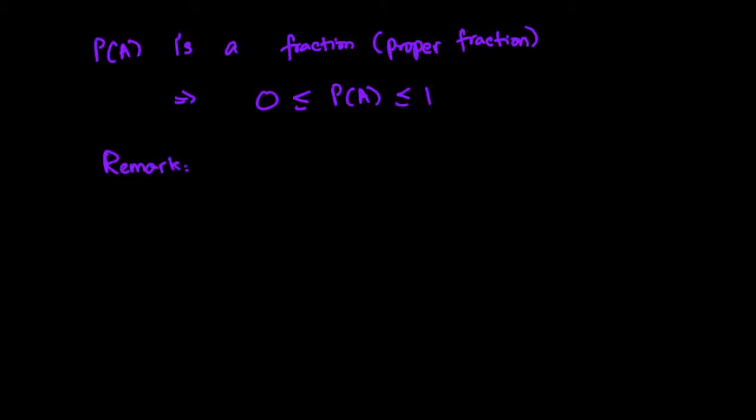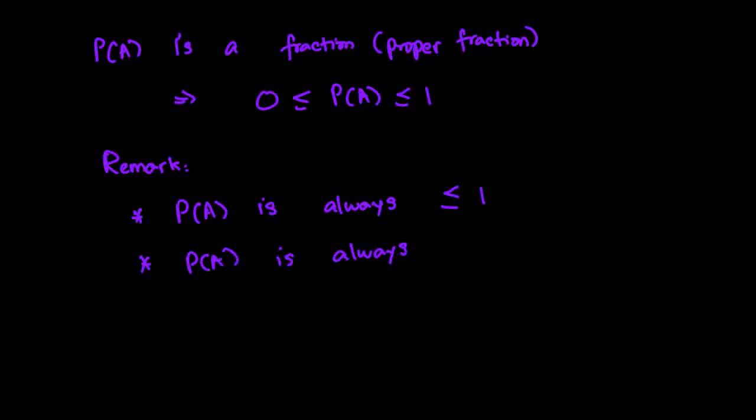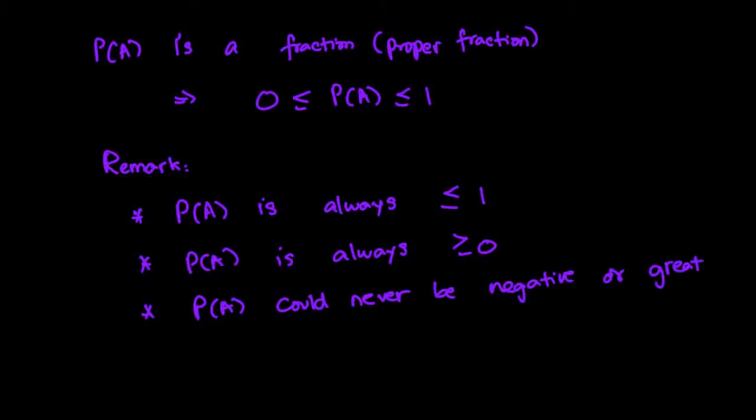The probability of an event A is always less than or equal to 1. Probability of an event is always greater than or equal to 0. In other words, probability of A could never be negative or greater than 1, because it is a proper fraction.